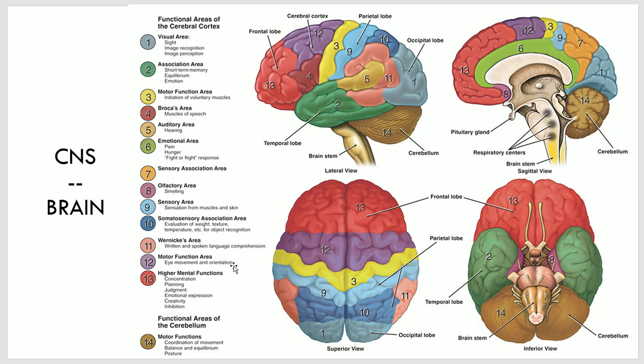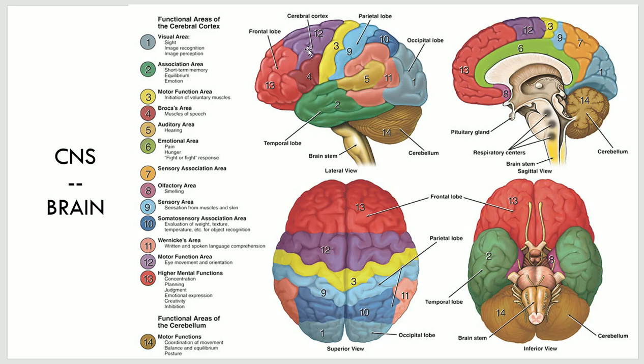Number 12 is another motor function area. So right here, right here. And number 12 sits in front of the precentral gyrus, and this one is for eye movement and orientation. So if you hear something and move your head to look at what you're hearing, that's number 12's motor function area.